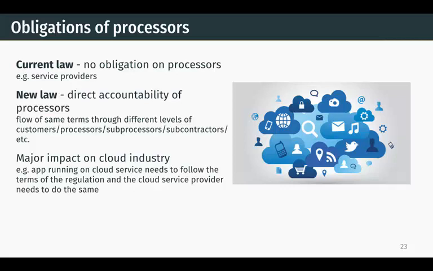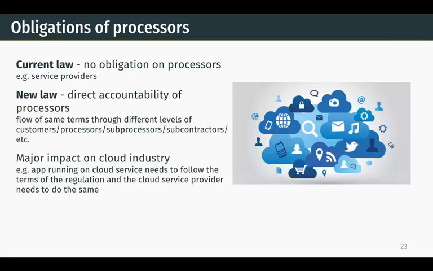And making sure that those are within the company policy and things like that. But the processors, the providers for the different services that the controllers use, just don't need to do anything. So there are no obligations for processors. With the new regulation, there is direct accountability of processors.